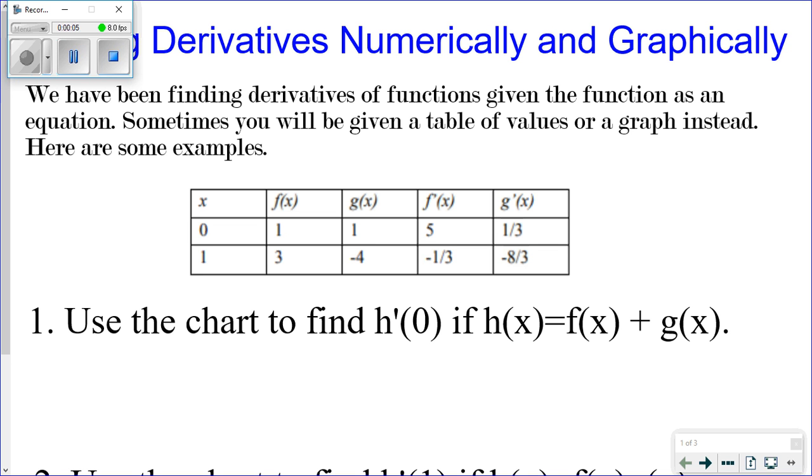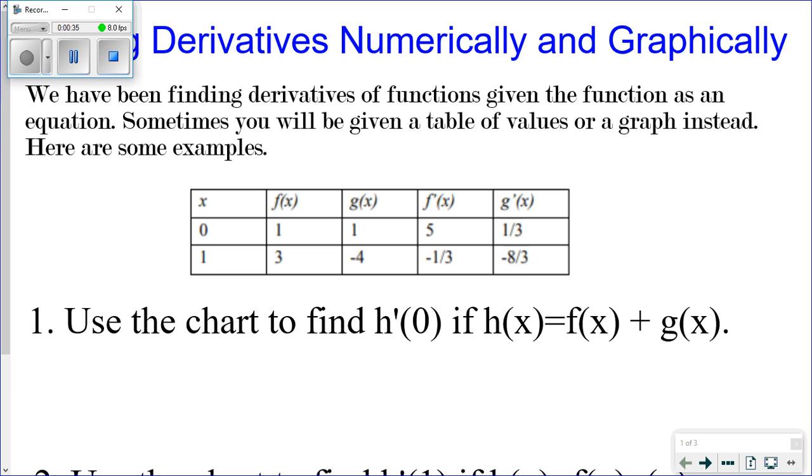In this video, we're going to look at how to find derivatives numerically and graphically. So numerically means instead of being given an equation, you're going to be given a table of values. So you're going to be given the numerical values of f and g and f prime and g prime instead of an equation. And then of course graphically means you're going to be given a graph instead of an equation.